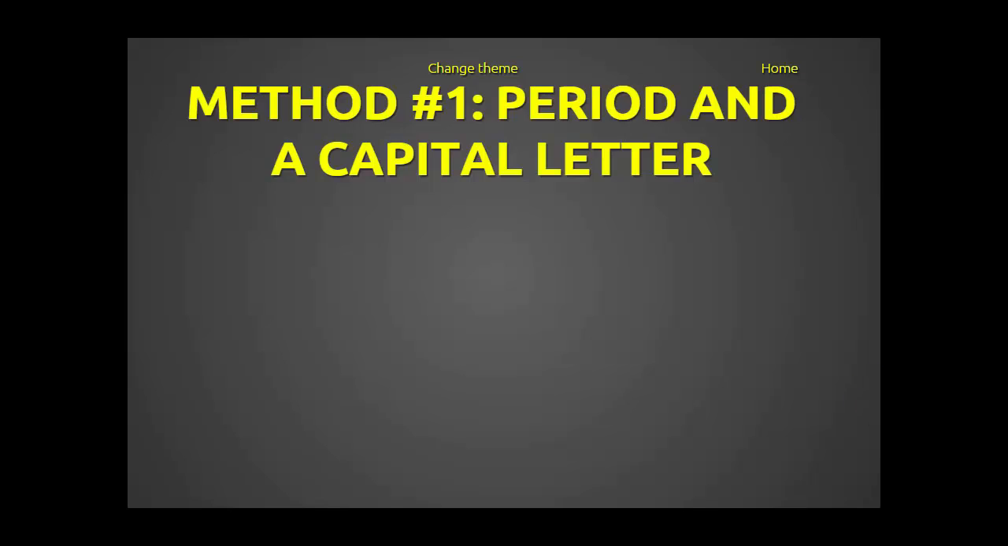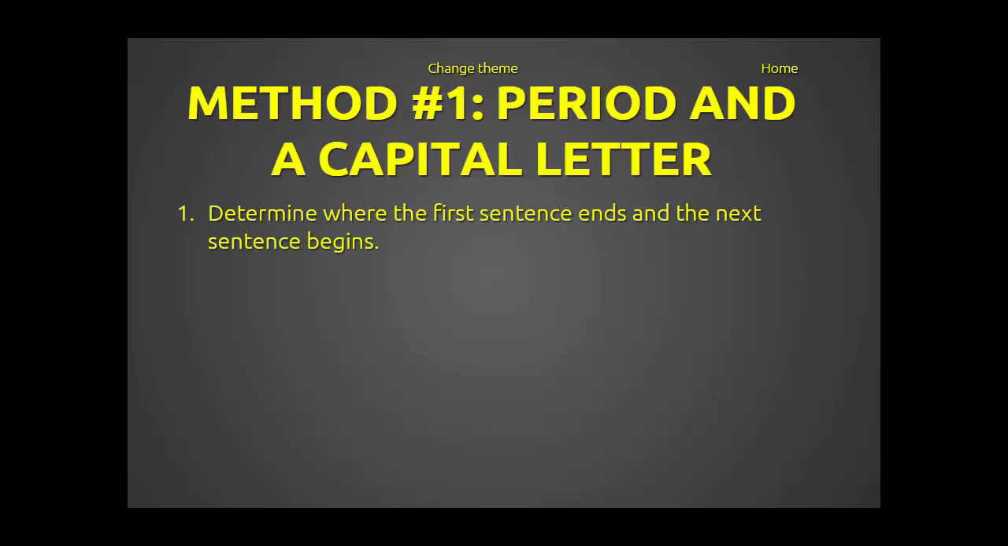So the first method is to simply put a period at the end of the first sentence and then a capital letter to start the second sentence. But of course, first you have to determine where the first sentence ends and the next sentence begins. And people are usually, when they think about it, good at determining this.